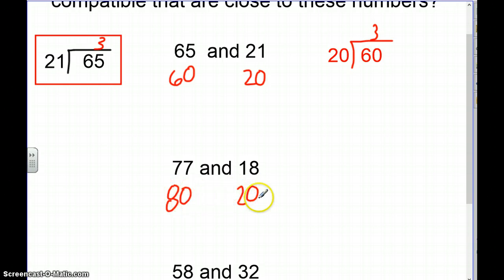Well, looking at these two numbers, we know they're compatible. Could we divide them? Yeah, we could divide them with mental math. We know that 8 divided by 2 equals 4, right? And these two zeros cancel each other out. So your answer is 4. So that tells us that 77 divided by 18 is going to be about 4. It's going to be close to 4.